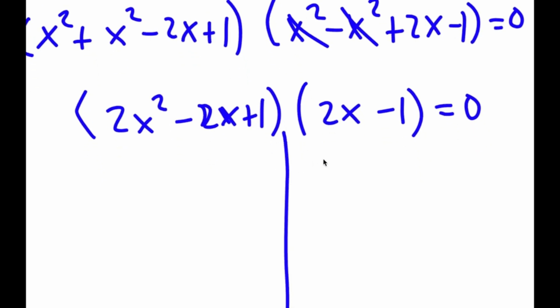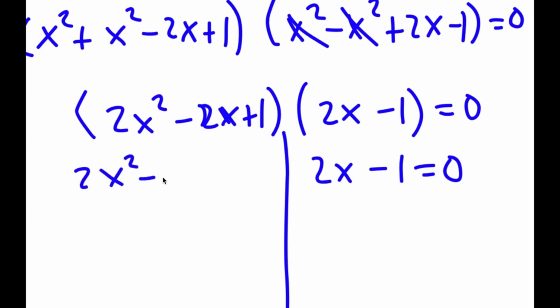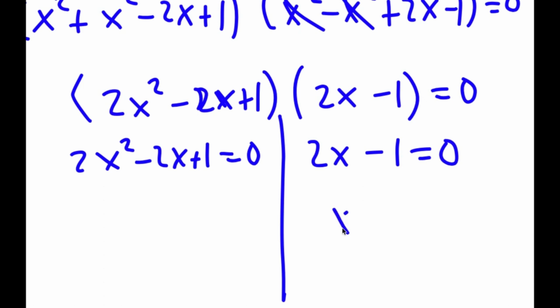So now this gives me two equations. I have 2x minus 1 is equal to 0. And I have 2x squared minus 2x plus 1 is equal to 0. So for 2x minus 1 equals 0, x is simply equal to 1/2.